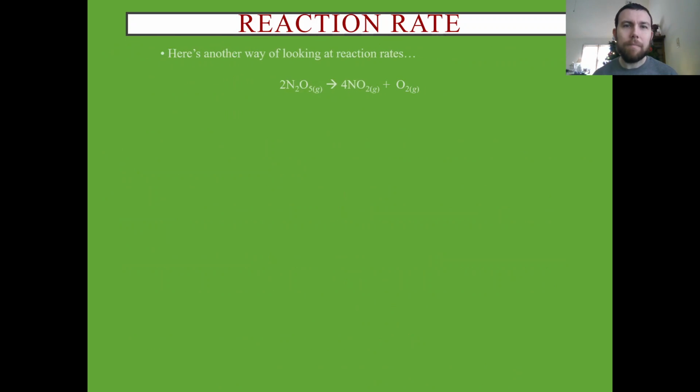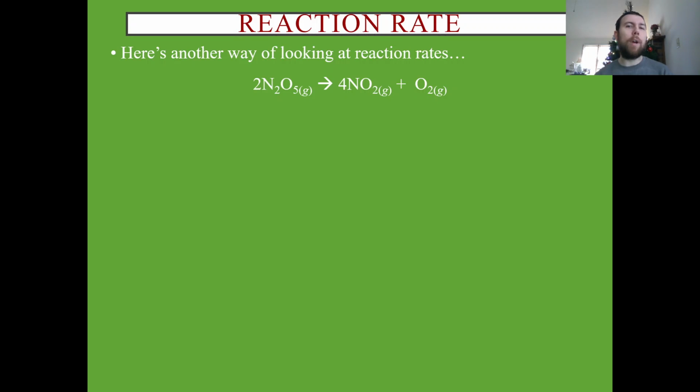All right. Now, here's another way that we can approach looking at reaction rates. We had that perspective of thinking of it as the change in the concentration divided by the change in time. Well, we can also look at reaction rates from the perspective of the stoichiometry of a balanced equation. So here we've been given the reaction of 2 moles of dinitrogen pentoxide producing 4 moles of nitrogen dioxide and 1 mole of oxygen gas.